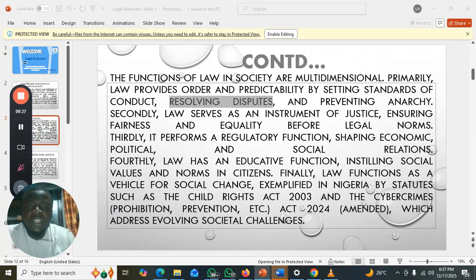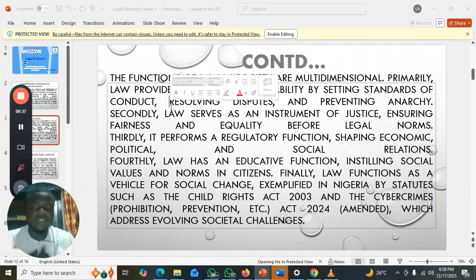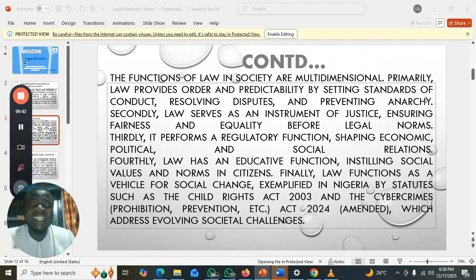Two, it resolves disputes, where there is a fight. So now, somebody has committed something that goes against the standard that the law has set, then the law will resolve the dispute between you guys. Do you understand? Then the next thing that law does is preventing anarchy.